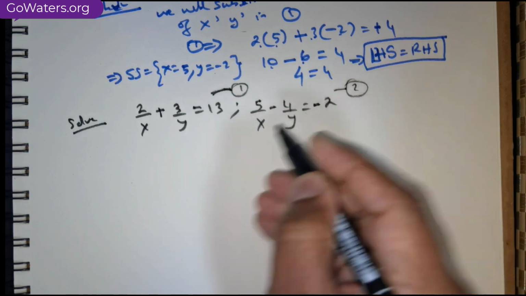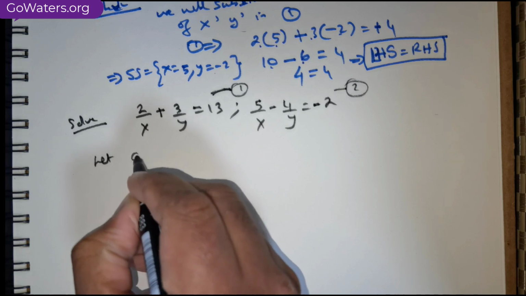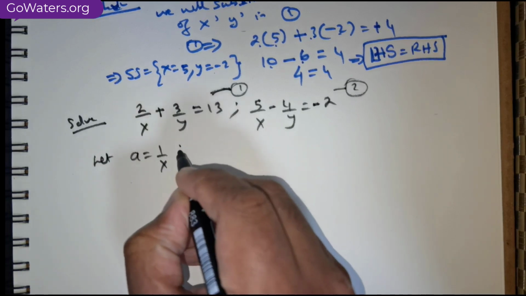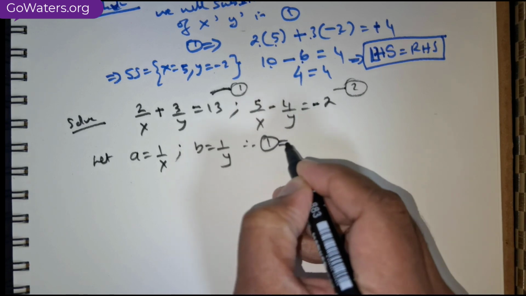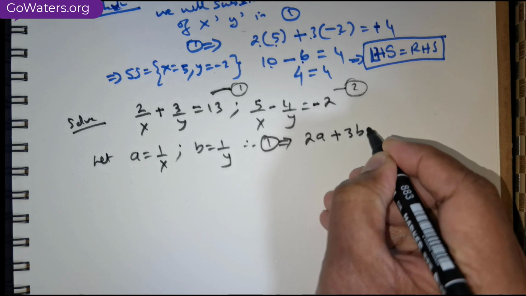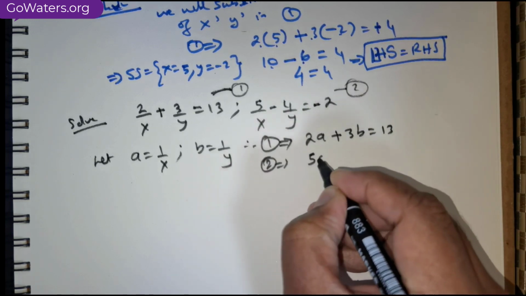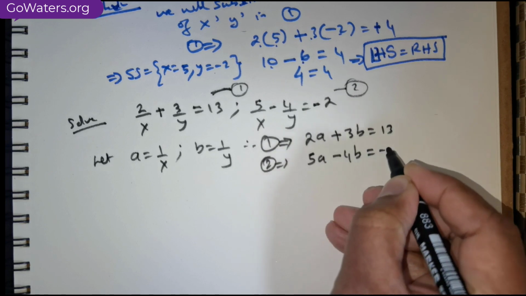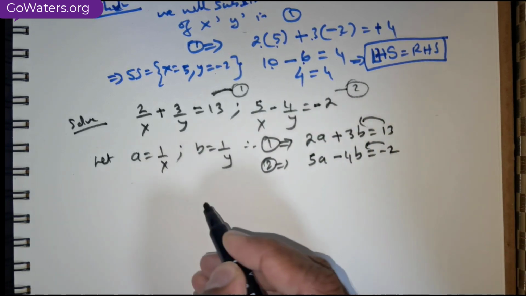and equation 2. Now what I will do is I will just make the following substitution. Let a be equal to 1 over x and b is equal to 1 over y. Therefore 1 can be rewritten as 2 times a positive 3 times b is equal to 13, and 2 can be written as 5 times a negative 4 times b is equal to negative 2. Now I would like to bring the quantities towards the left hand side.